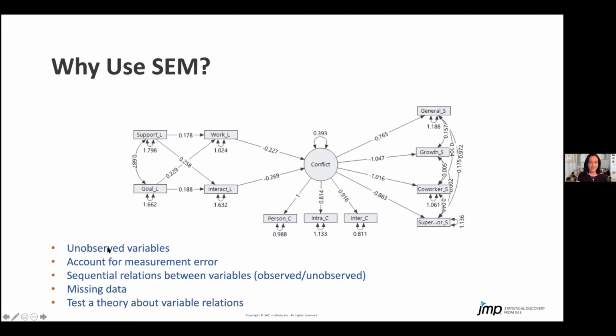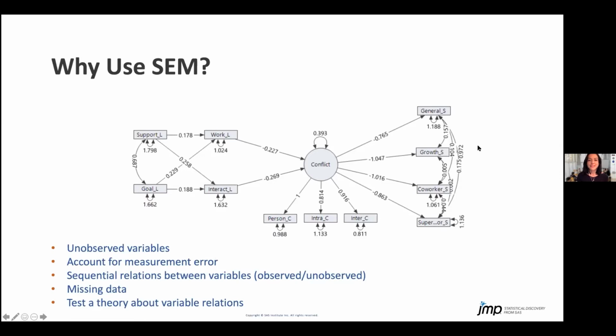So on the first bullet point here is the fact that we can measure unobserved variables and we can model them directly in an SEM. Right in the middle here, we have a latent variable that we're calling conflict. And so we're able to estimate and model that variable. And by definition, the latent variables are going to account for measurement error, right? Because remember that the latent variable is only capturing the common variability across the variables it points to. And so it accounts for measurement error, which is a great thing.